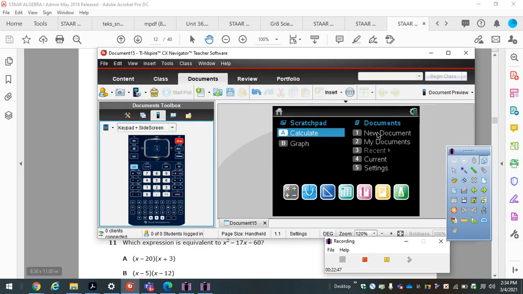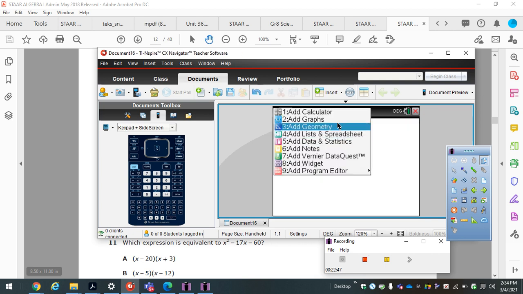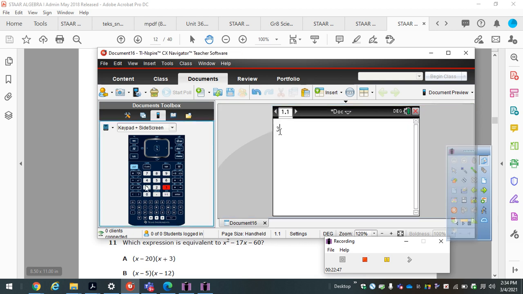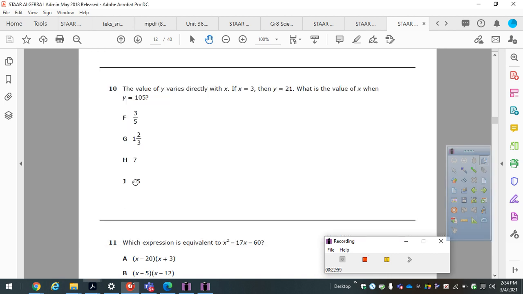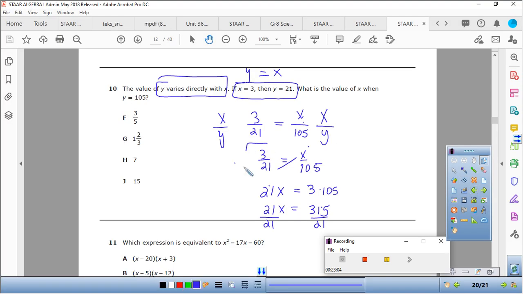Turn it on here, here, here, calculator, 315 divided by 21, 15. Okay, come back here, answer's 15. Another way of doing it, guys. You see how you set this up right here? You see how that's an equation? See how that's an actual equation?